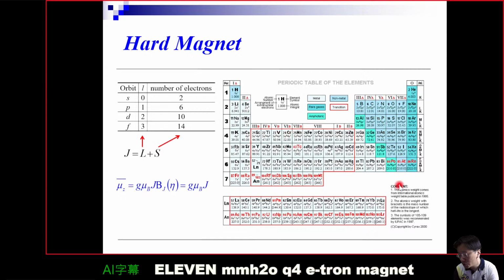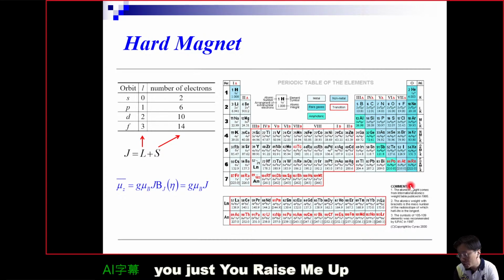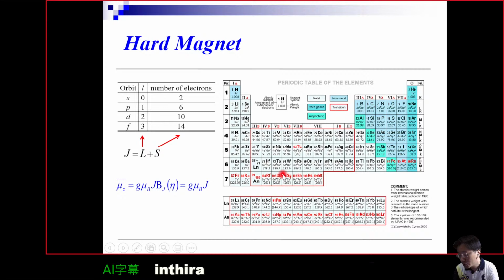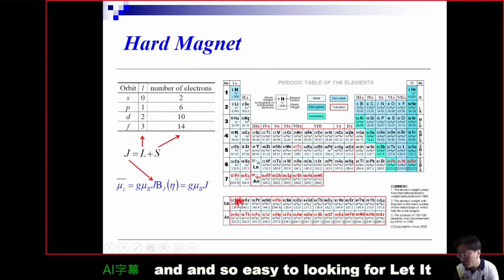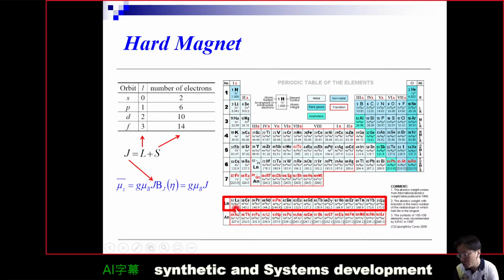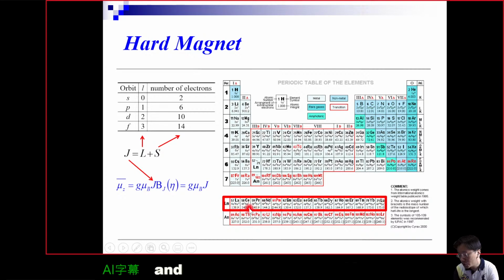So here is the periodic table. We know there are elements here that contain the S electrons, and here are P electrons, and here are the D electrons. So in this case, if we try to look for the F electrons, we can go here. This here is the rare earth elements. The rare earth elements contain the F electrons, so that would be perfect to make a hard magnet.